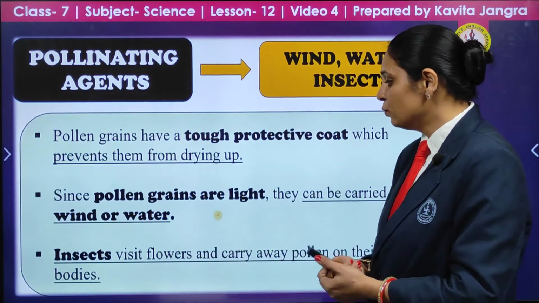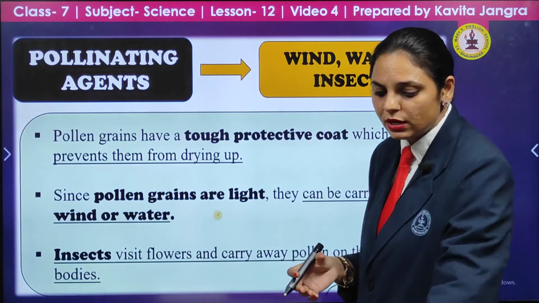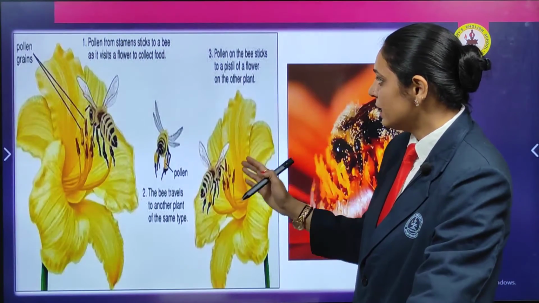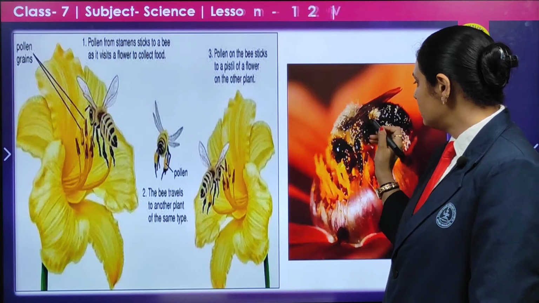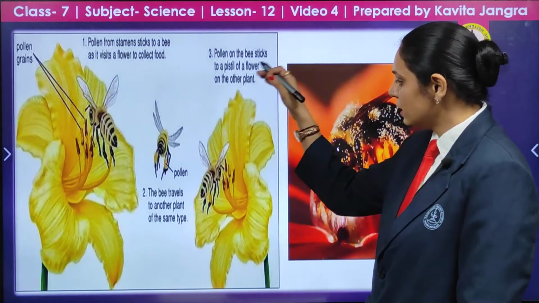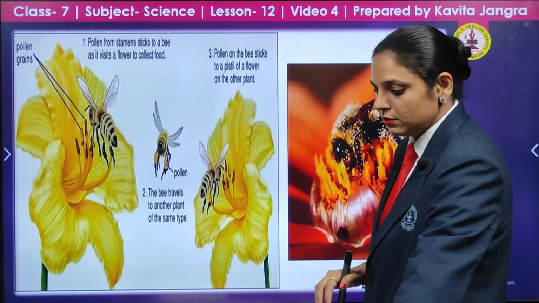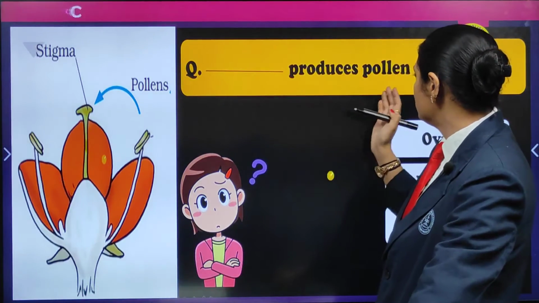When insects visit the flower, they carry the pollen away on their bodies. When they sit on the stigma of another flower, the pollen is shed by them. As you can see, when bees come to the flower, the pollen sticks to the feathery surface of their body. Then they go to a different flower, they shed it there, and pollination happens.